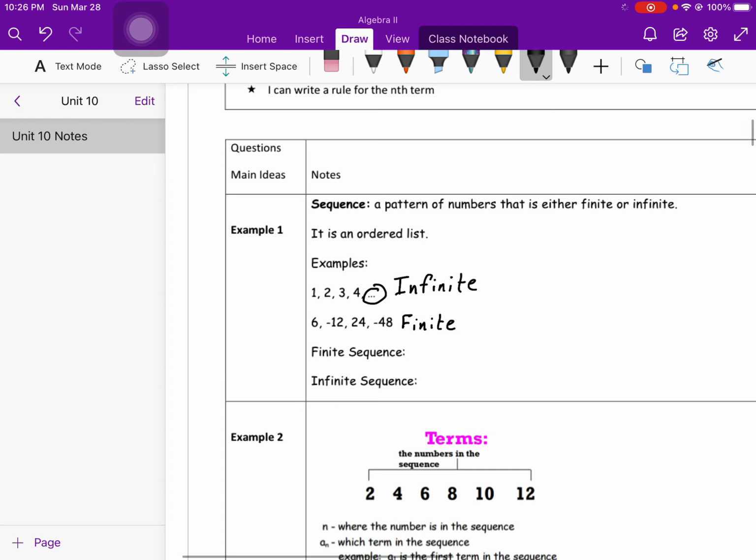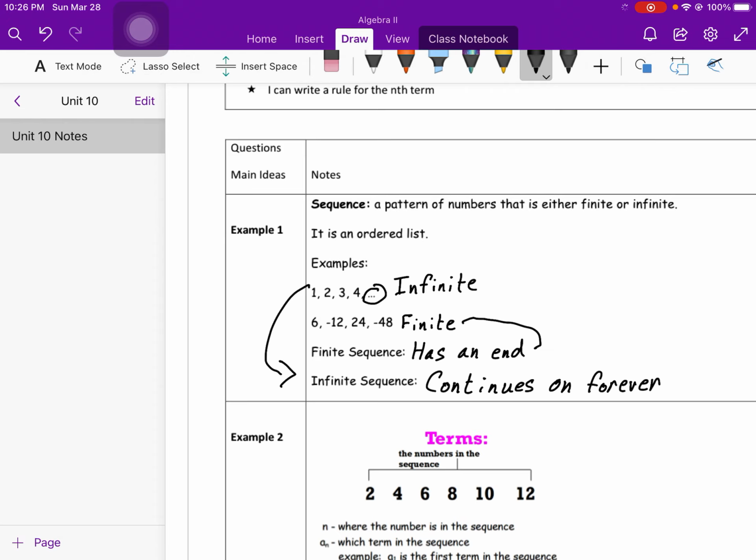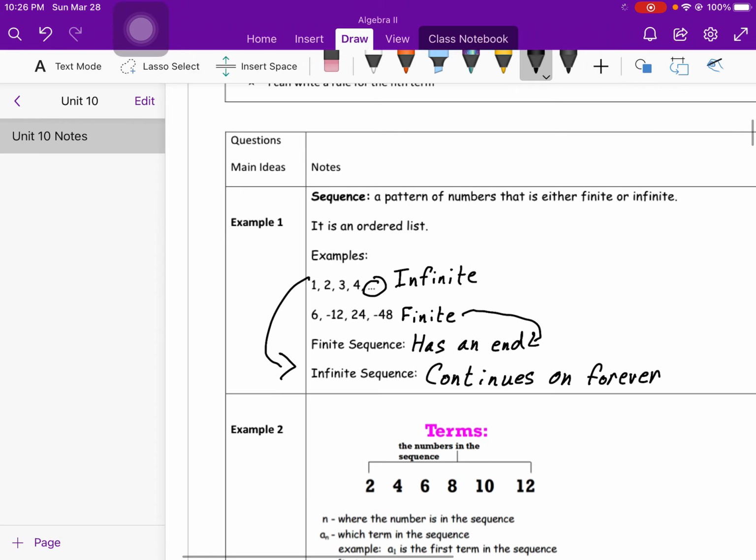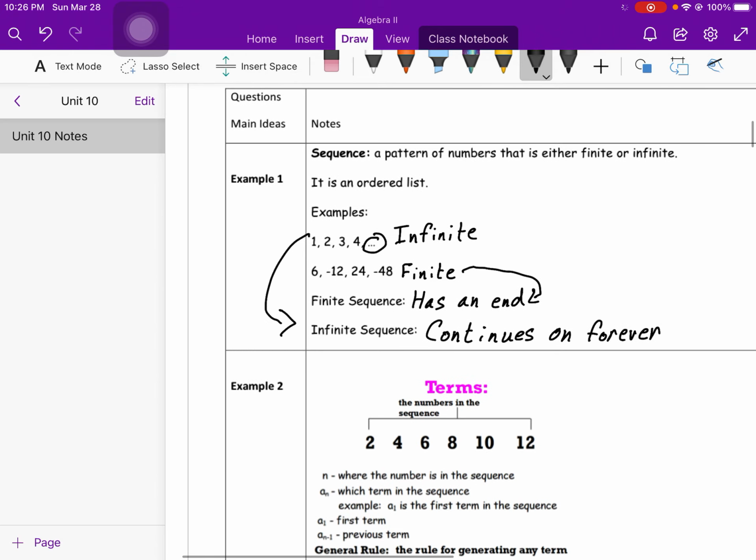Finite just means it has an ending number or an ending point. Infinite continues forever, continues without end. So this one is an example of the infinite. This one is an example of the finite. And the three little dots are what tells us that.